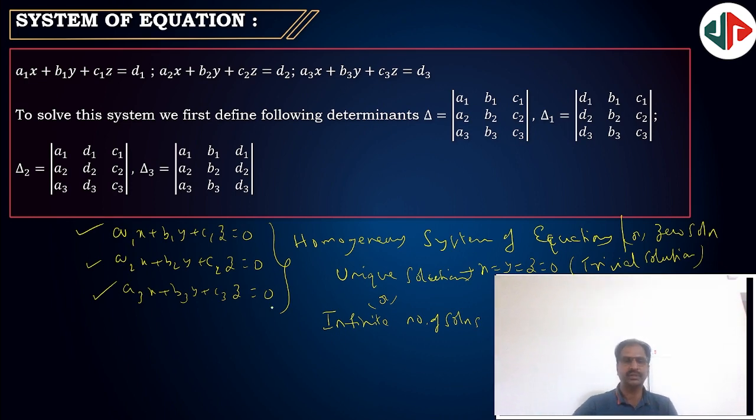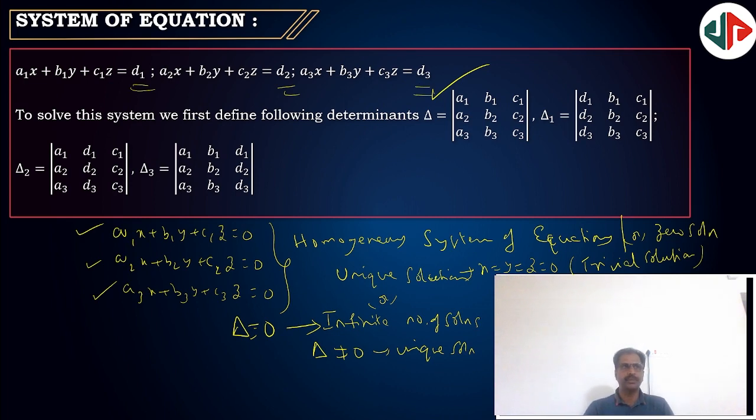How to know whether these equations have unique solution or infinite number of solutions? By finding delta. Already delta is mentioned here, determinant of a1, b1, c1, a2, b2, c2, a3, b3, c3. If delta is equal to 0, then they have infinite number of solutions. If delta is not equal to 0, then they have unique solution. So this is about a homogeneous system of equations. Remember, homogeneous means right hand side instead of d1, d2, d3, here all d1, d2, d3 will be zeros. So for homogeneous, answer will be either unique or infinite solutions.